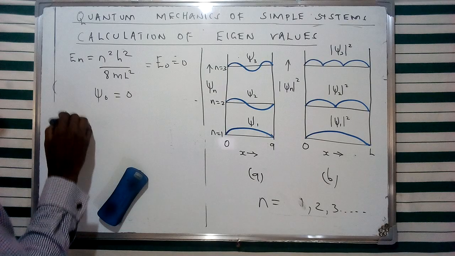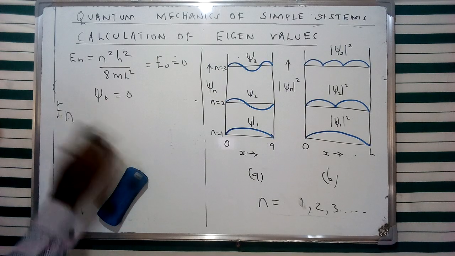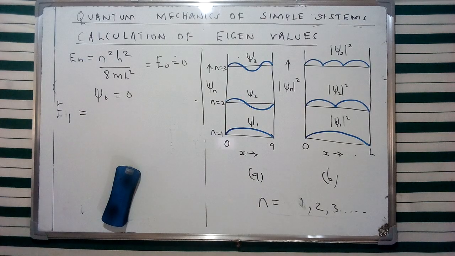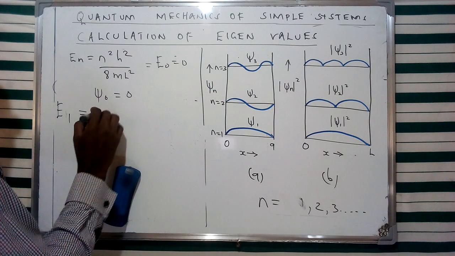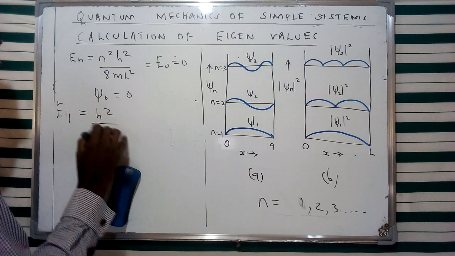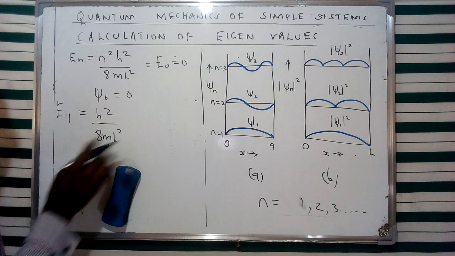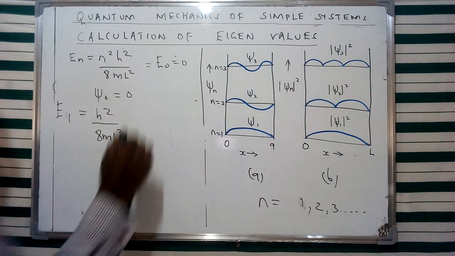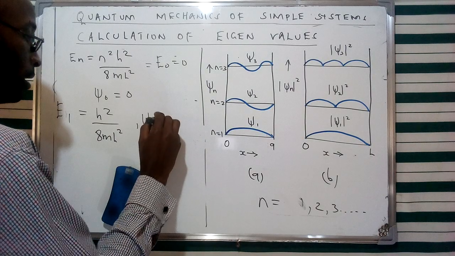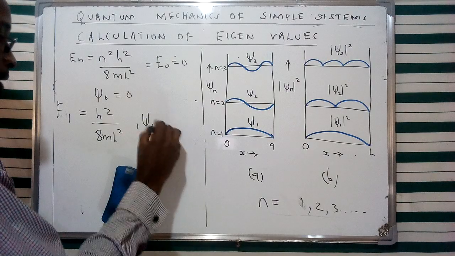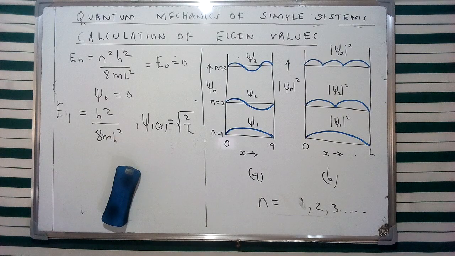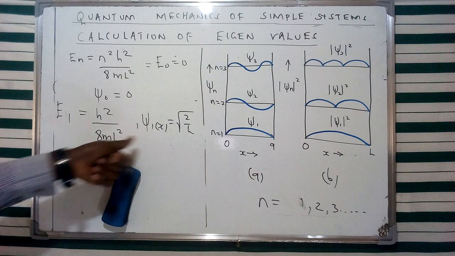And if you consider the value of n equivalent to 1, we're going to have this one given in terms of the eigenvalue E1, whereby we substitute 1 here, giving us the square of Planck's constant over 8mL squared. And this is going to be the eigenvalue of this particular case. And the eigenfunction for n equals 1 is going to be the root of 2 over L. And of course, in that specific case, we can represent this specific value using this case.